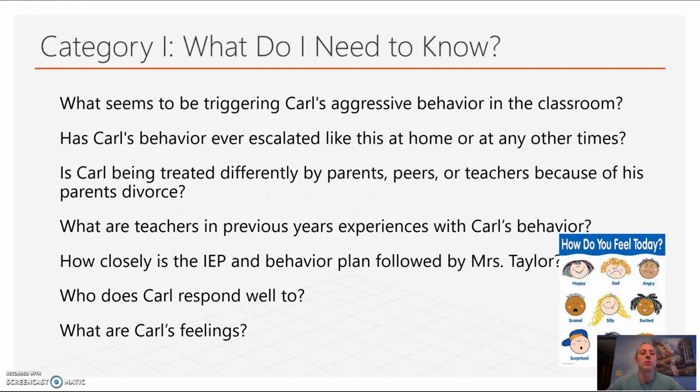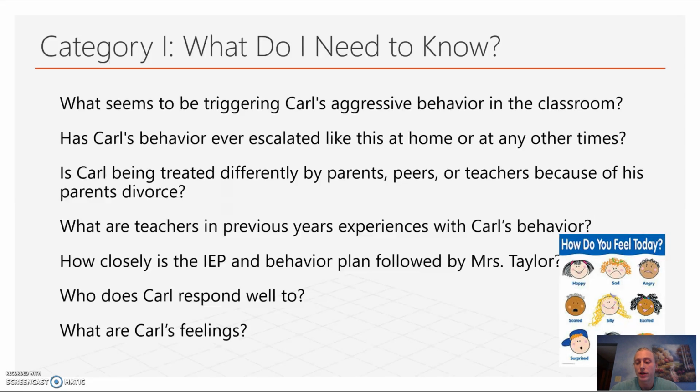So, things that I need to know before managing this situation. I need to know what seems to be triggering Carl's aggressive behavior in the classroom. I need to get straight down to that. Has Carl's behavior ever escalated like this at home or in any other situations throughout the school? I would talk to special teachers who would see him in a different environment. I would talk to siblings if he had them to see maybe if things have been happening that are coming out of the blue, triggering these behavioral issues that Carl is having.